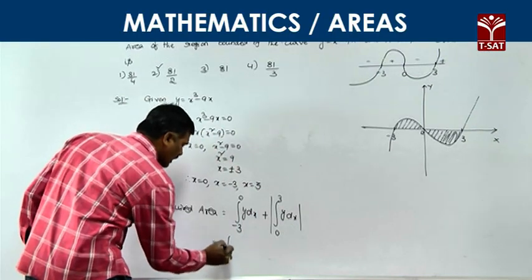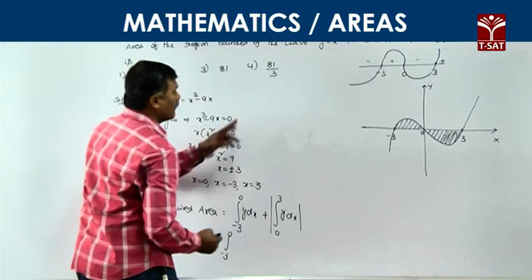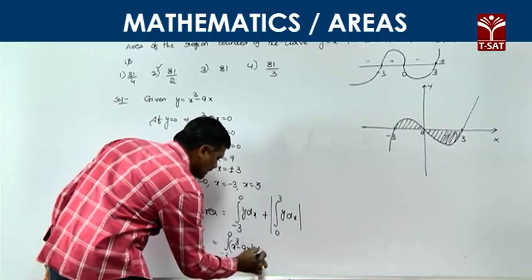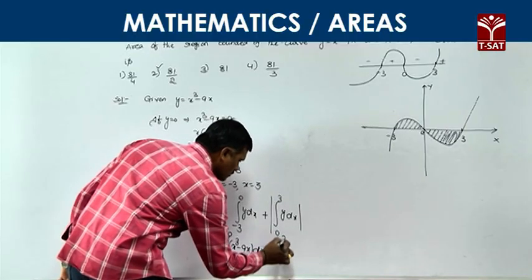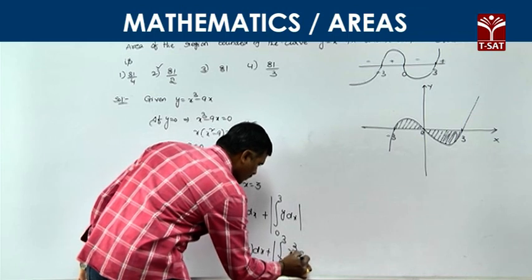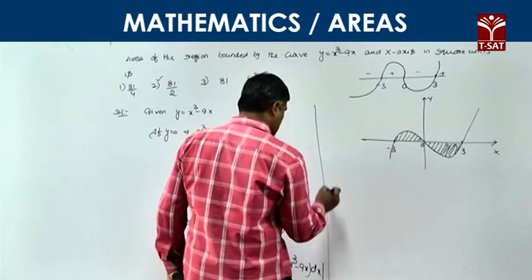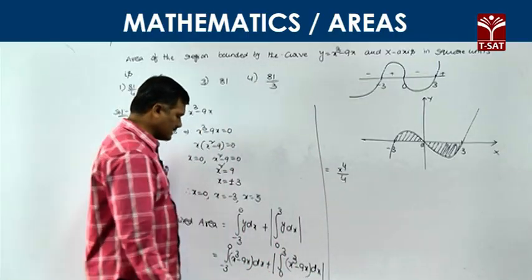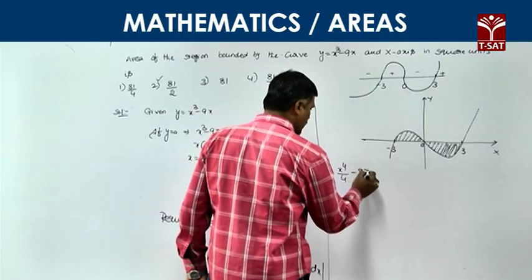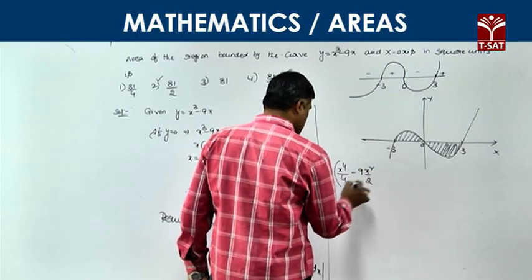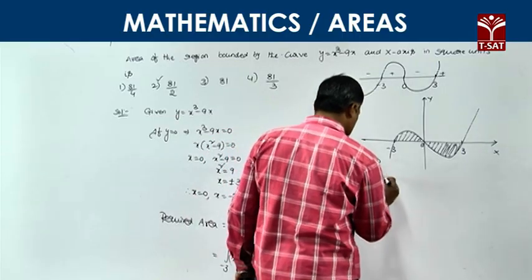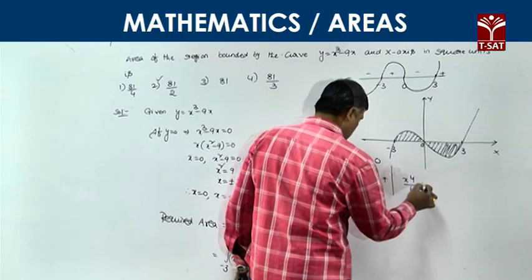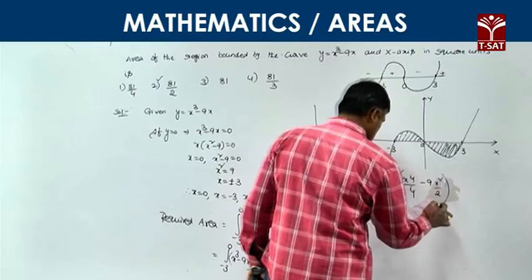That is equal to the integral from minus 3 to 0, where y is equal to x cube minus 9x, so x cube minus 9x dx, plus modulus of the integral 0 to 3 of x cube minus 9x dx. That is equal to x power 4 by 4 (integration of x cube), minus 9 into x square by 2, limits minus 3 to 0, plus modulus of the integral x power 4 by 4 minus 9 into x square by 2, 0 to 3.